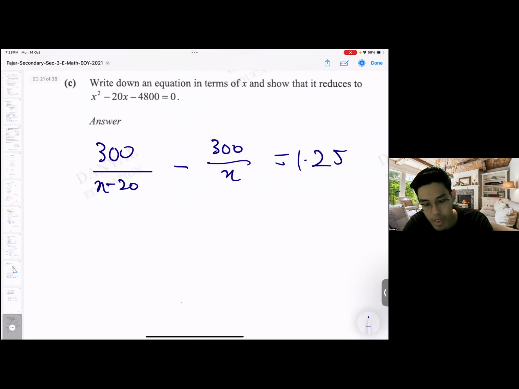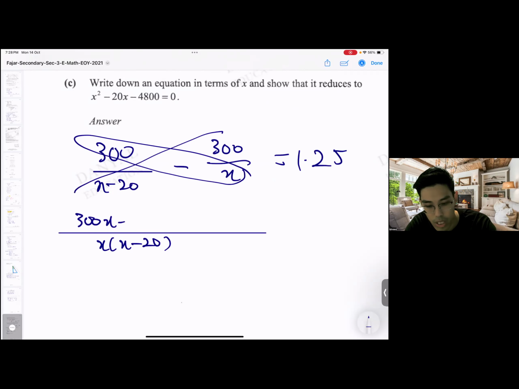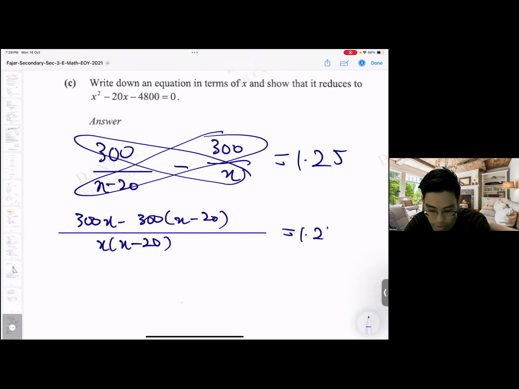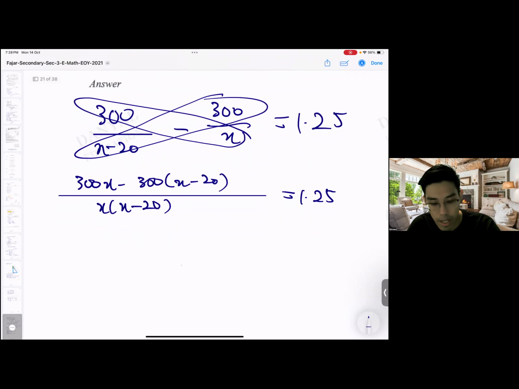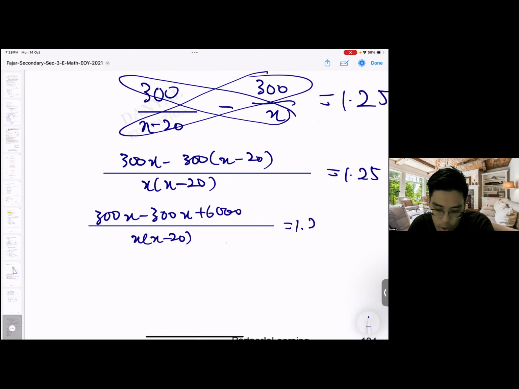Okay, let's have a look. So what we are dealing with is the left-hand side first. We are doing x minus 20. Okay. Then we do the butterfly. Okay. 300x. Then we do the other side, which is 300(x minus 20) equals 1.25. Okay, take note of how we do the presentation here. The presentation here is also equally important, so you can keep a clear mind on every step along the way. So from here, we expand: 300x minus 300x plus 6,000 over x minus 20 equals 1.25.